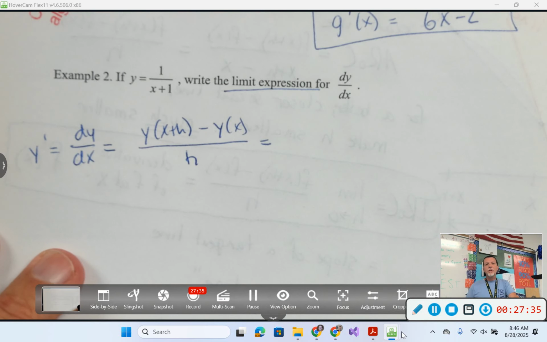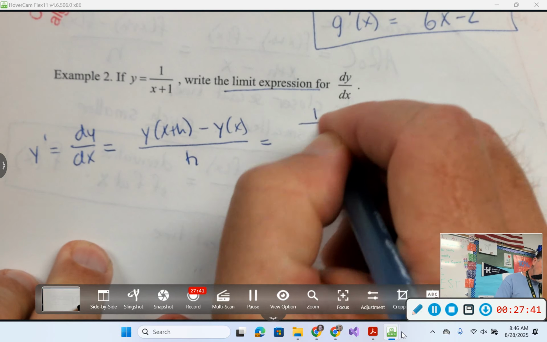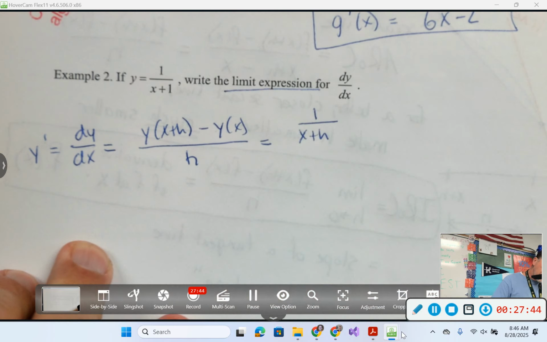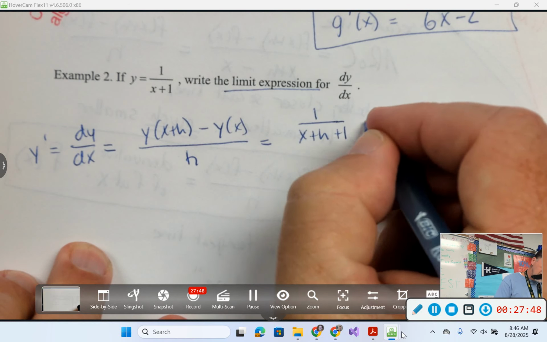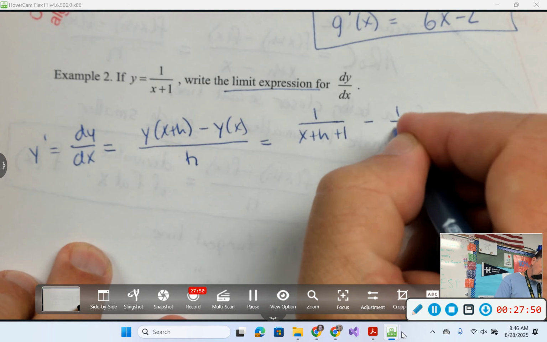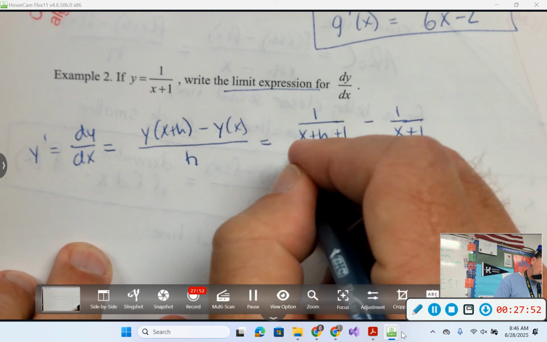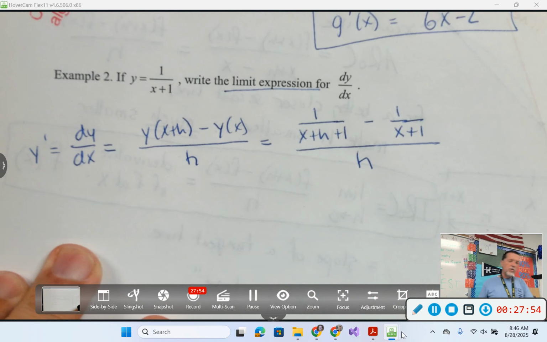I don't think that's what it wants me to stop with. I think it wants me to plug in x plus h. So 1 over x plus h plus 1 minus 1 over x plus 1 all over h.